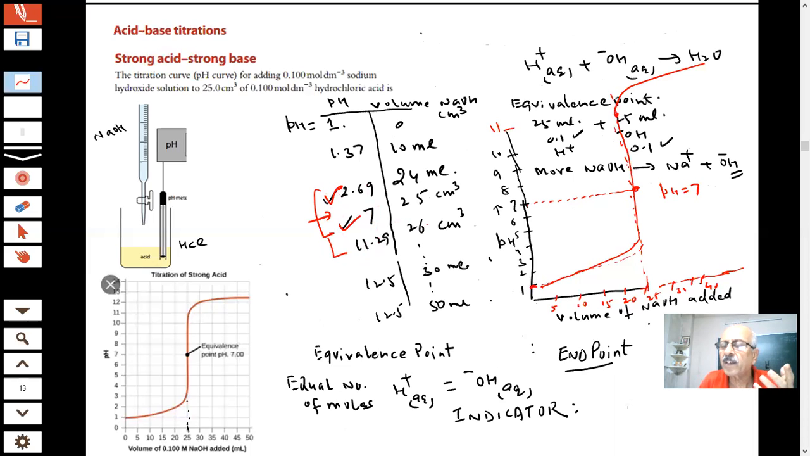And there are indicators which have different colors in different pH ranges. Which pH range will I use in the case of a strong acid and strong base? This one, where there is a large change in pH. You can see the large change in pH. So in order to find the end point, the completion of such a titration, we will be using an indicator.